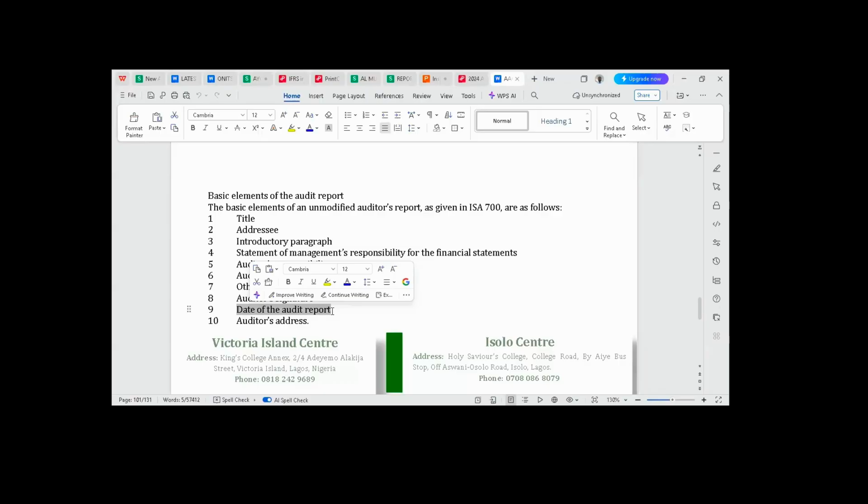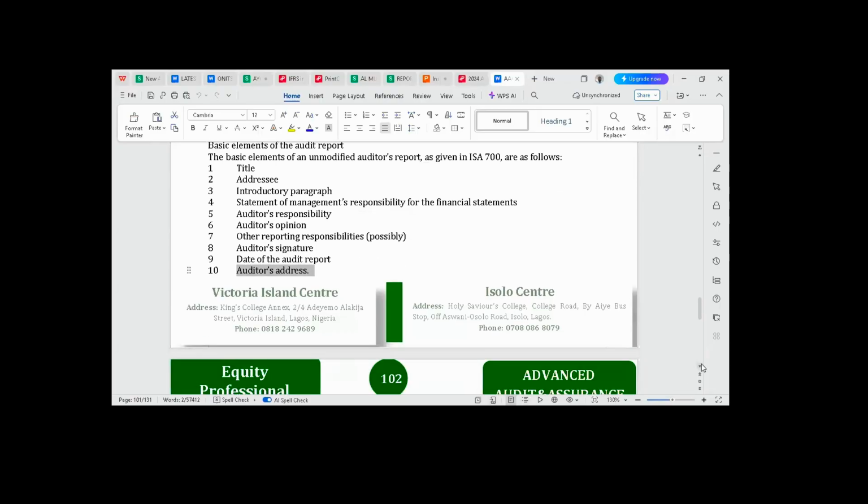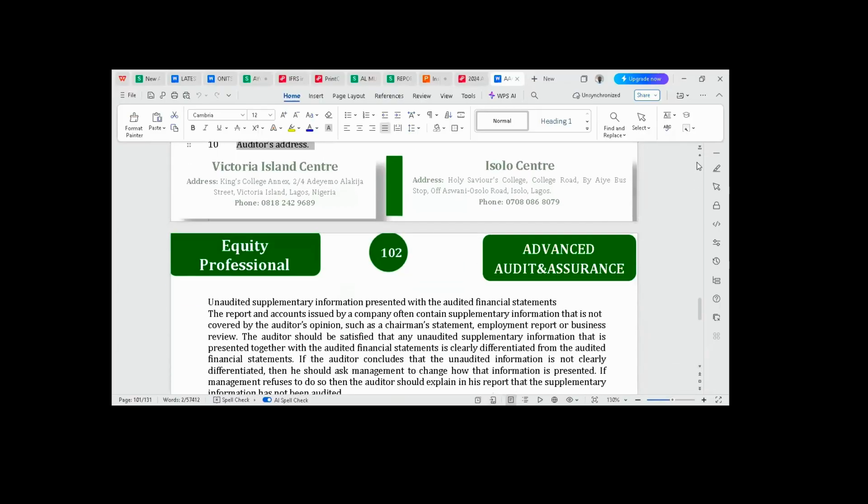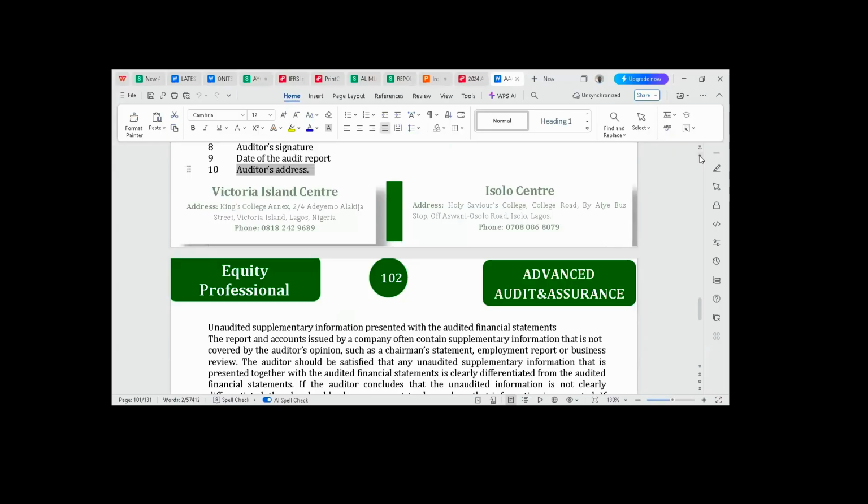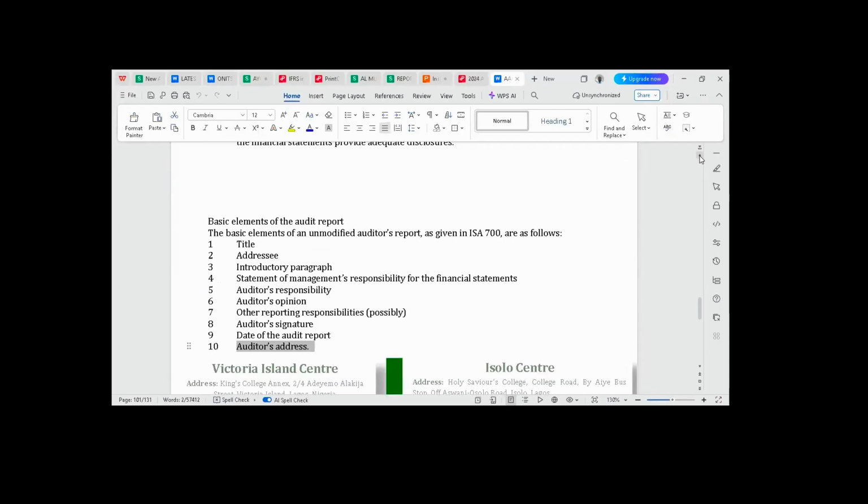I hope you understand. Then you have to put the auditor's address, where the audit firm is located. All right. Are we all together? Any questions so far? Question, comments? Observation? Sir, please go ahead.